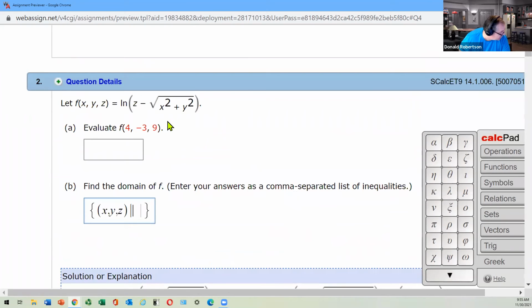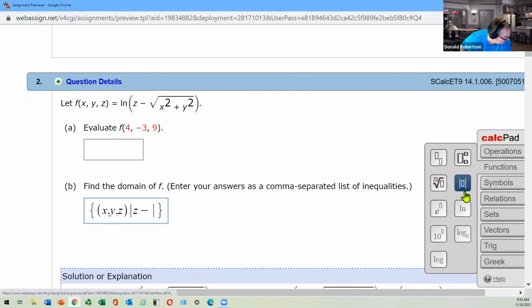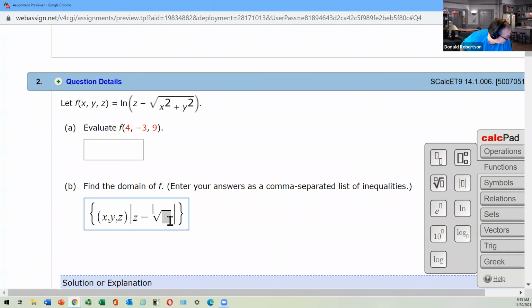So what would the domain of this be? Well, actually the domain of this one is everybody, as long as this is greater than 0. So Z, take away, I'll see if it will accept this, the square root. Do we have a square root? Square root of X squared plus Y squared.